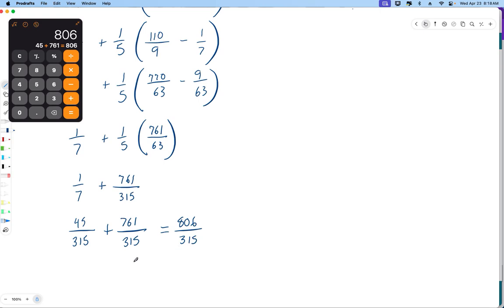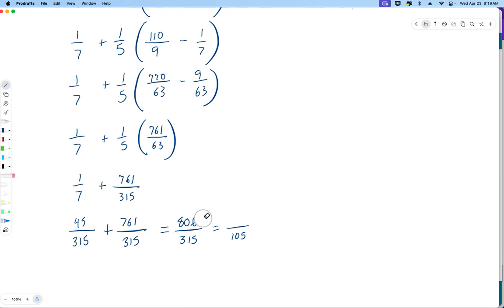Now I want to see if I can reduce anything by anything. So this is divisible by 5, I know for sure. Let's see if it's divisible by 3. 105. Okay. Let's see if this is divisible by 3. Is 806 divisible by 3? It's not. Well, I tried. So if this is not divisible by 3, then no other number is going to work. So 806 over 315 is going to be your final answer.